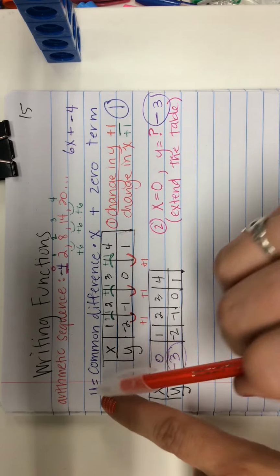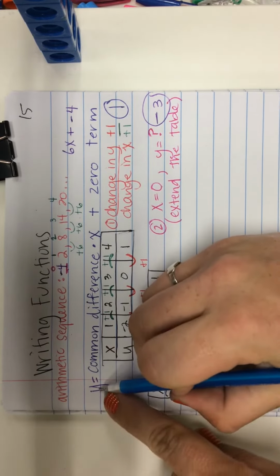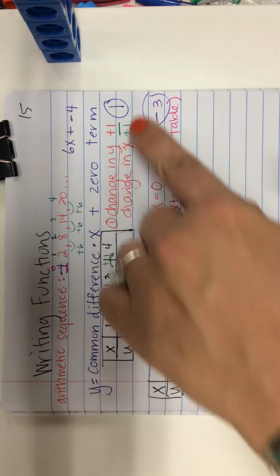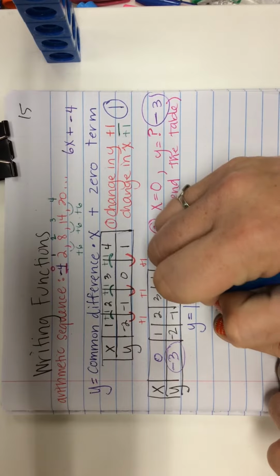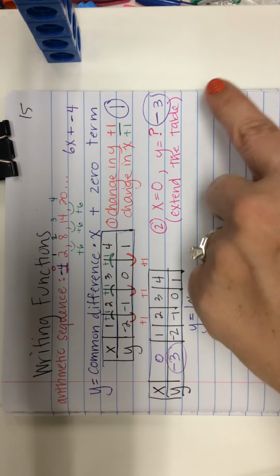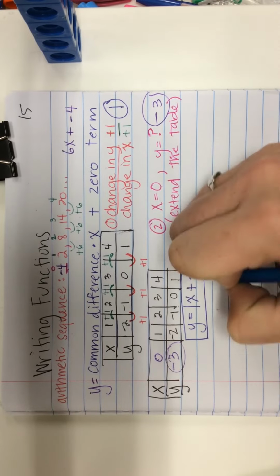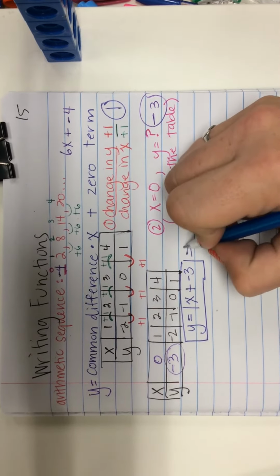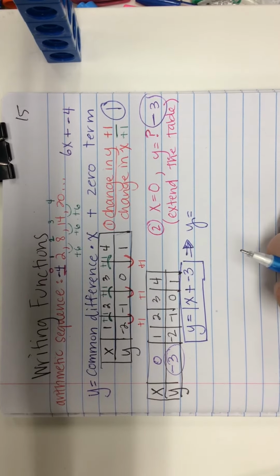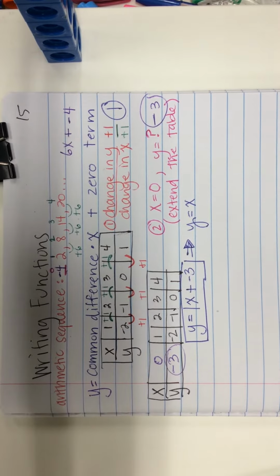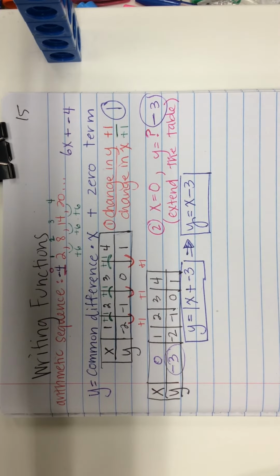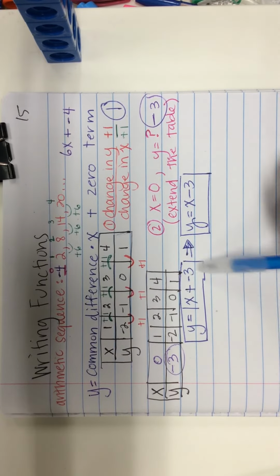And now all I have to do is substitute into this formula. y equals common difference. What was my common difference? Positive 1, x, plus the zero term. What was my zero term? Negative 3. If you wrote that down on your paper, you would get the problem right. Is there another way you could write it? Instead of 1x, what could you put? Just x. And instead of plus negative 3, what could you write? Minus 3. That's the more streamlined version, but this still works.